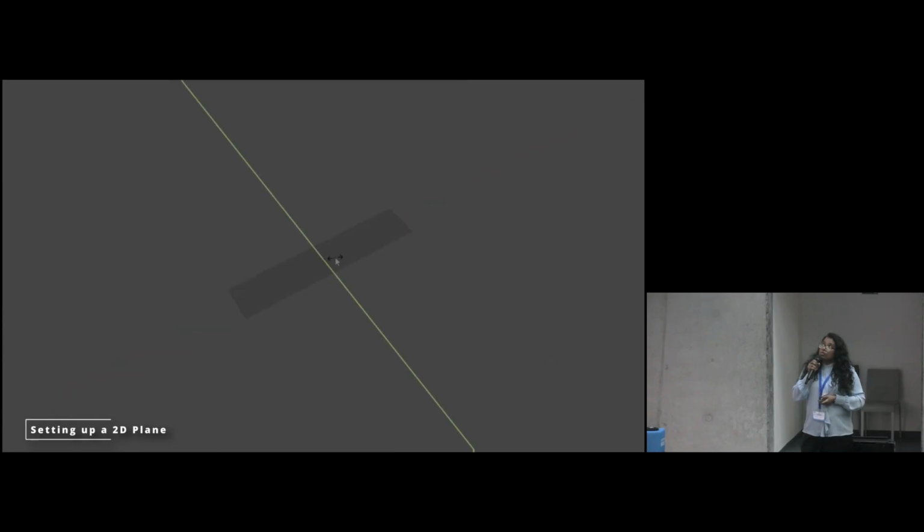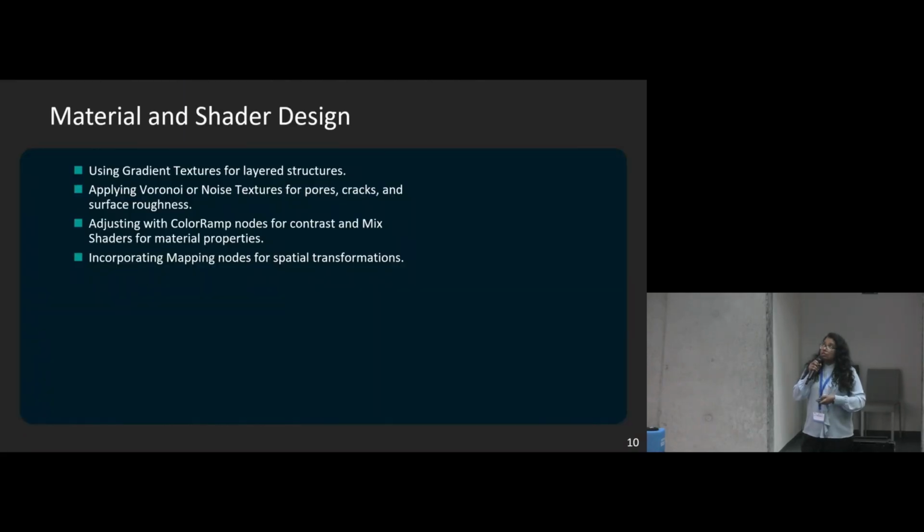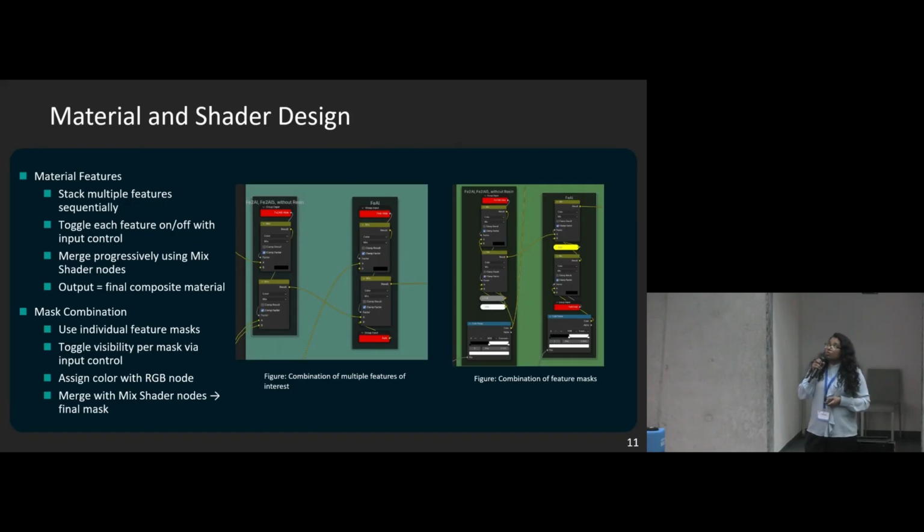So similarly we can create a mask. So these different colors show different features. So for different layers, we are using gradient texture. For pores and circle type of objects, we are using Voronoi or noise textures. And then we use color ramps for the contrast, and shader nodes for mixing all the different features. So here I'm showing how the different shaders are used. So you can stack multiple features, and also turn on and off whether you want some feature or not.